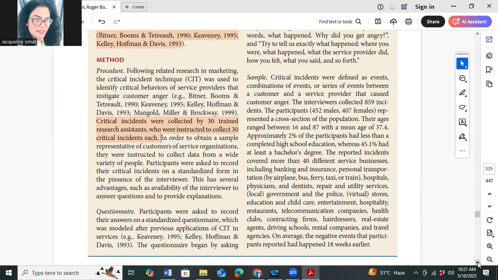So हम क्या कर रहे हैं, हम डाटा कलेक्शन कर रहे हैं. We are asking participants to record incidents where such a situation has occurred. Which is a matter करती है यहाँ पे availability of the interviewer to answer questions and to provide explanations.